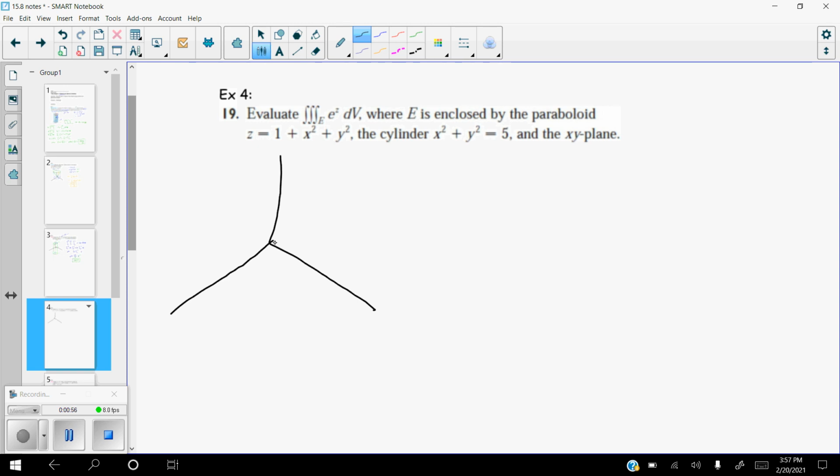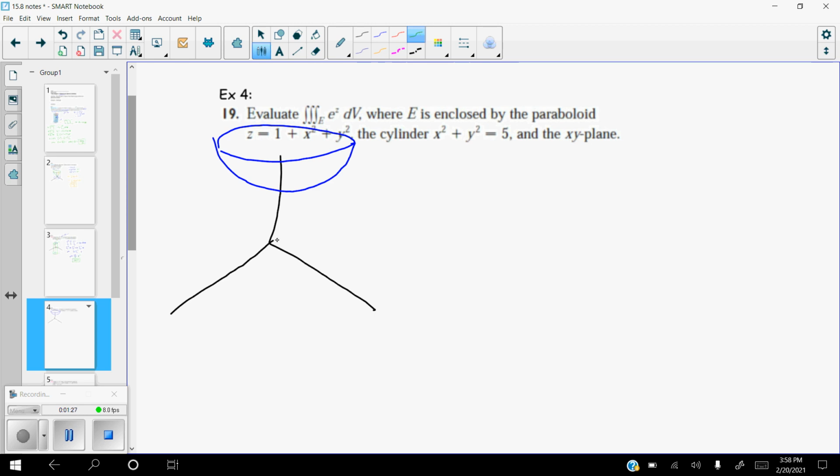So let's see, that paraboloid is your standard paraboloid, but because of the 1 plus, it's been shifted up 1 unit. So it's going to look something like your bowl, but up in this range, something like that. So that's your paraboloid. The cylinder is just your standard cylinder around the z-axis. It looks like the radius is square root of 5. That's kind of a weird one for us, but okay. And it's got to be above the xy plane.